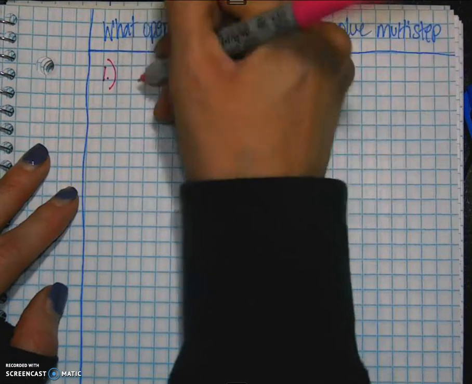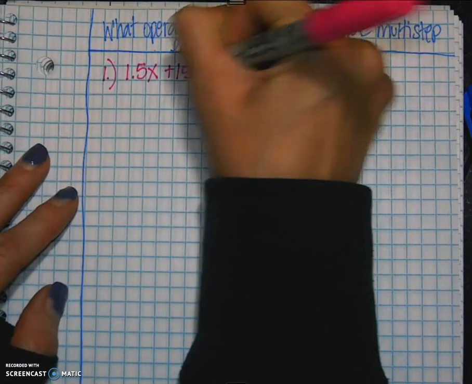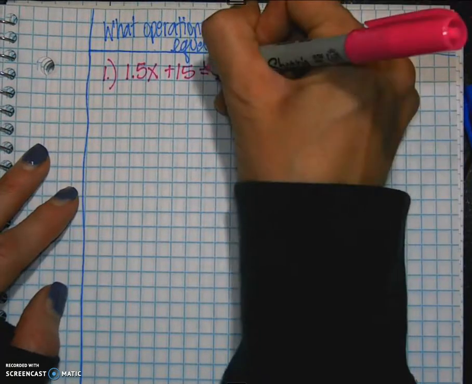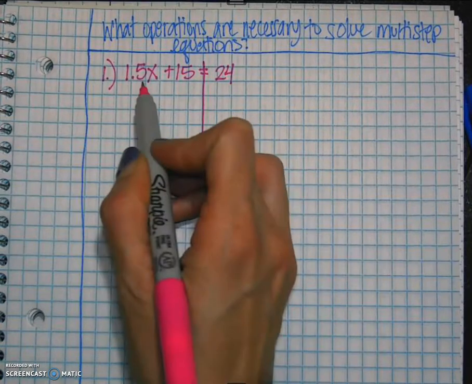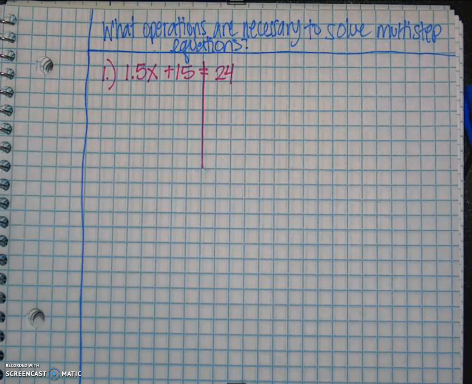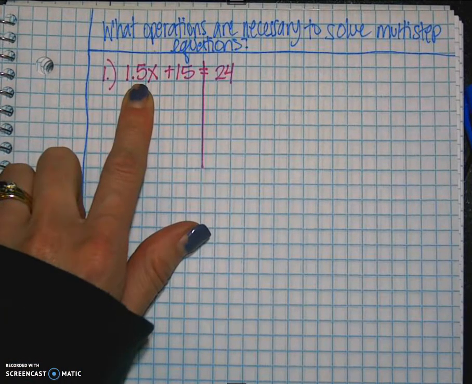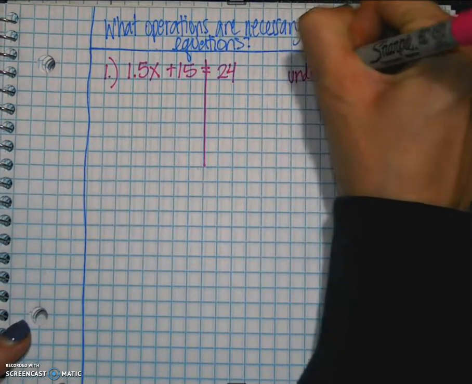Example number 1 is 1.5x plus 15 equals 24. Okay? So I'm going to draw my mirror, and then we're going to get started. So look at this problem. I can see this is 1.5 times x, and then I can see we're adding 15. One thing you have to know about multi-step equations is we're actually going to go reverse of order of operations. Order of operations would tell us we have to do multiplication or division first. But that's not true right here because we have to get rid of this 15. So we're going to undo the addition first.